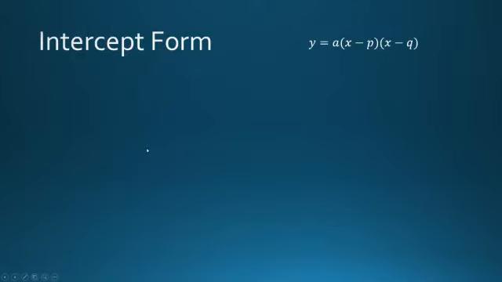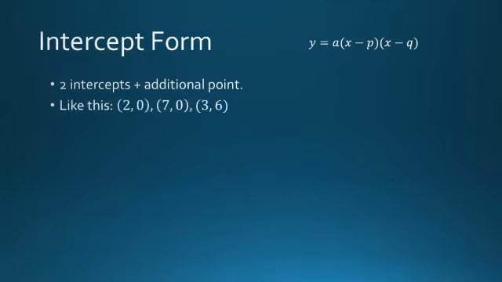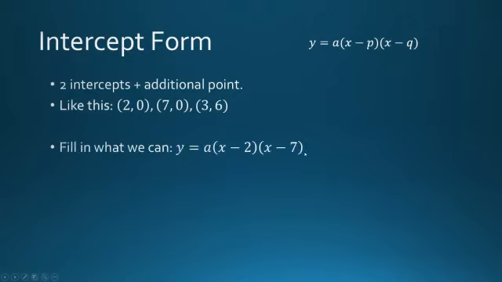Intercept form works out in a very similar way, except for when you have intercepts instead of a vertex. Because we don't know where the vertex is, we do need all three pieces of information, two intercepts and an additional point. This is an example here. 2, 0 is an intercept, 7, 0 is an intercept, 3, 6 is my additional point. I'm going to fill in the information I have, which is the intercepts. Those go in for p and q, 2 and 7. So x minus 2, x minus 7.